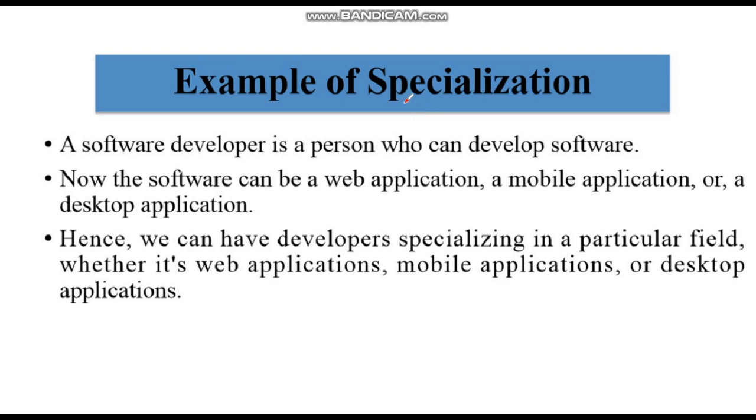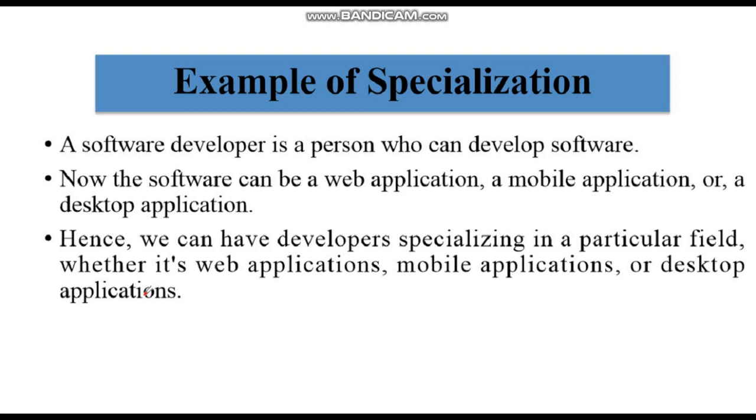Okay, next example of specialization is what? A software developer is a person who can develop software. Now the software can be a web application, a mobile application, or a desktop application. Hence we can have developers specializing in a particular field, whether it's web application, mobile application, or desktop application. So here, this is the example of specialization, and what specialization is telling us is that we are going to break down one entity into sub-entities, right?